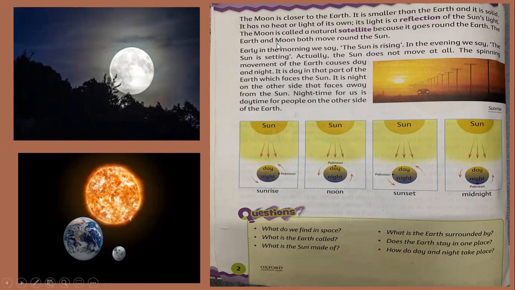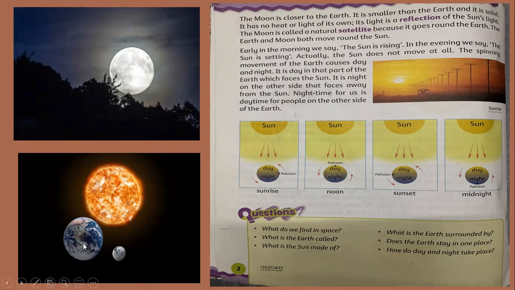The earth and moon both move around the sun. As you can see in this picture, the moon is moving around the earth and the earth is moving around the sun. So the moon with the earth also moves around the sun. Here they are saying the earth and moon both move around the sun, like in this position. It moves around the earth and both together move around the sun.